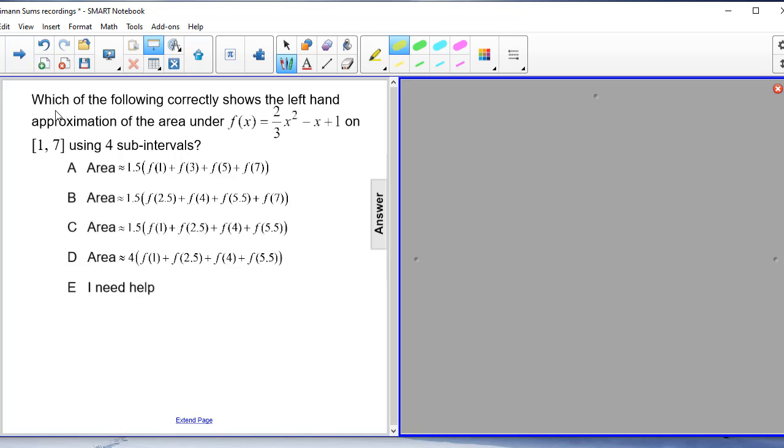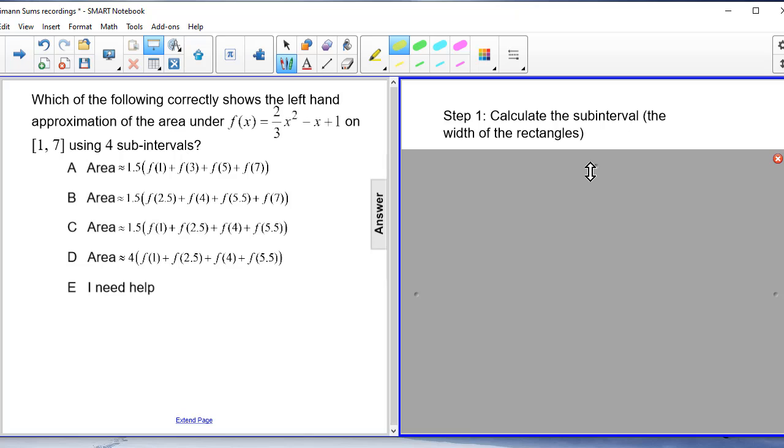Which of the following correctly shows the left-hand approximation of the area under the curve designated by f of x equal to 2/3 x squared minus x plus 1 on the closed interval 1 through 7 using 4 subintervals?